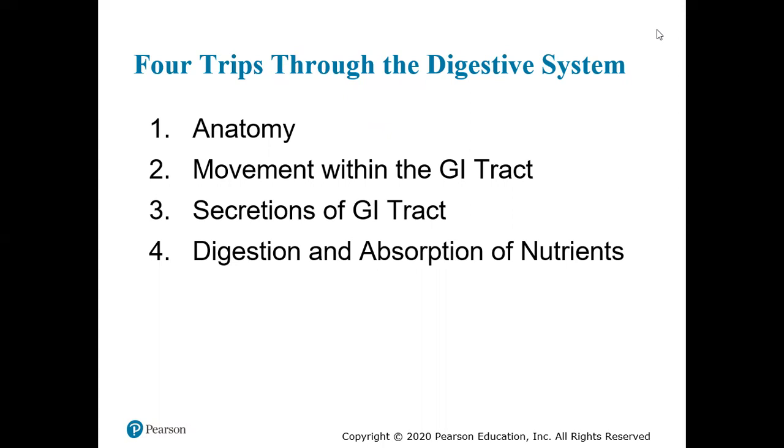Hi, today we are going to finish the first trip through the digestive system. In this first trip, we're going to go through the anatomy, and then with our next lecture, we'll pick up on the special topics of movement within the GI tract, followed by secretions of the GI tract, and then digestion and absorption of nutrients. We already started this anatomy trip, so I'll quickly review the first structures and then move on to later structures.